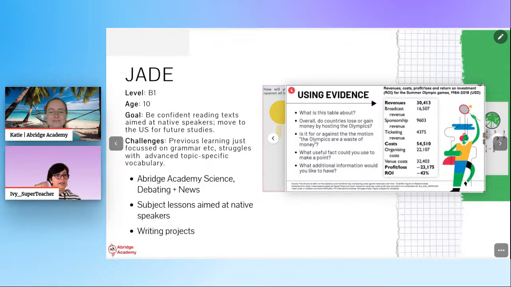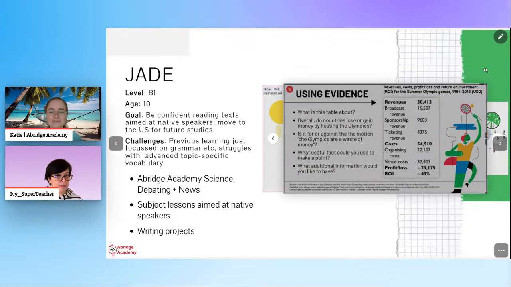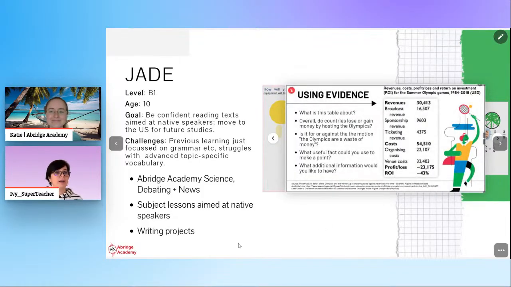So usually the first lesson we have is the debating because she loves them. She always chooses the topic. We work on a specific skill, and depending on that, we either go into writing the next class or switch to science lessons, which are her favorites as well.